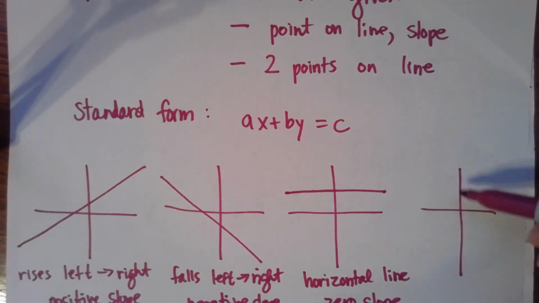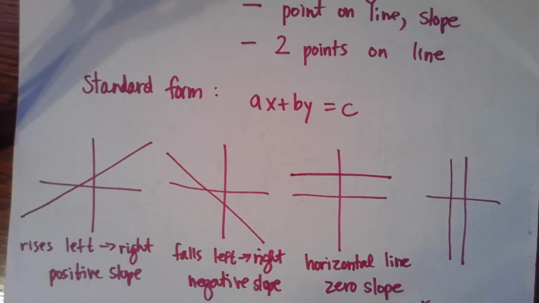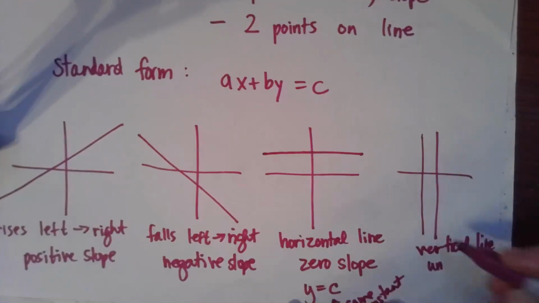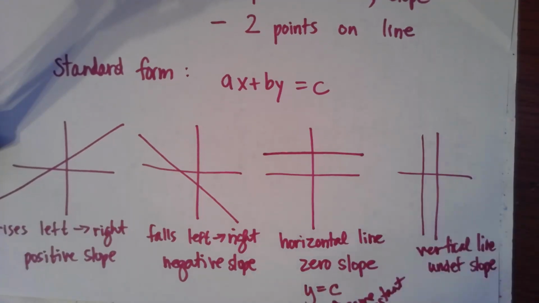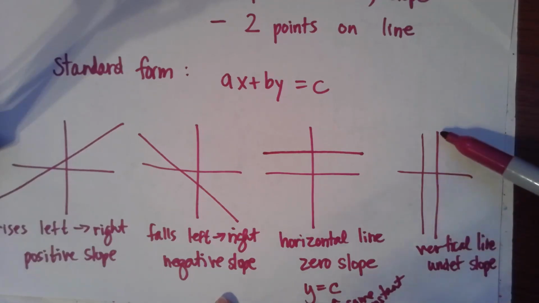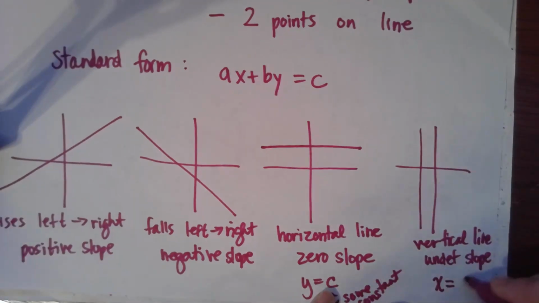Okay. And then of course we have lines that look like this. Okay, those are called vertical lines. Okay, that has undefined slope, or sometimes we call it infinite slope. Okay, that will usually be parallel to or on the y-axis, cross through the x-axis, and it has the form x equals some constant.